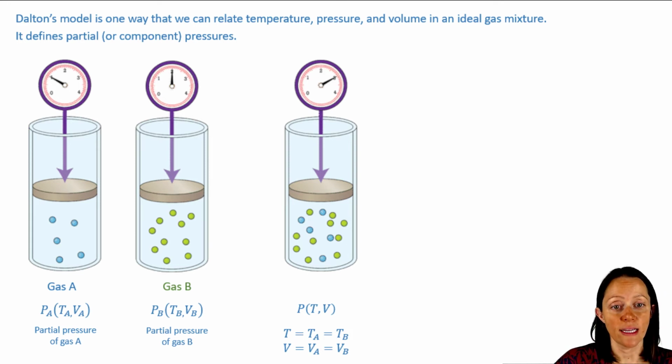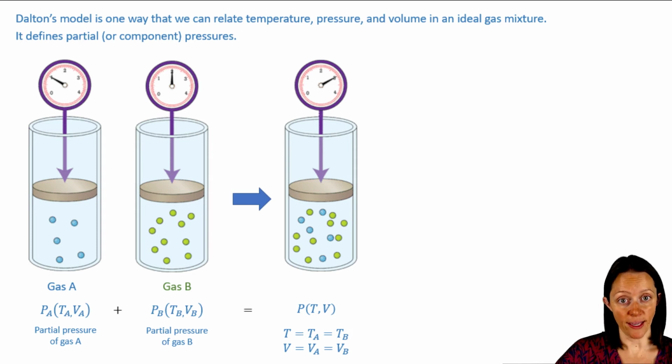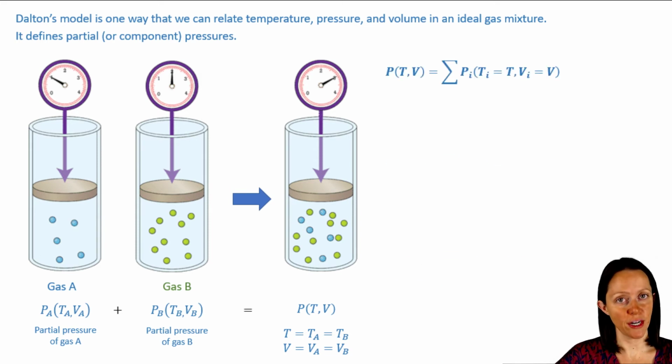And we see that if we add the partial pressures, they're equal to the total pressure. And you can see that in the diagram. So the partial pressure of gas A is 1, in whatever units that is. The partial pressure of gas B is 2, in whatever units that is. And then the total pressure is equal to 3. So 1 plus 2 equals 3. So in more generic terms, this is Dalton's model.